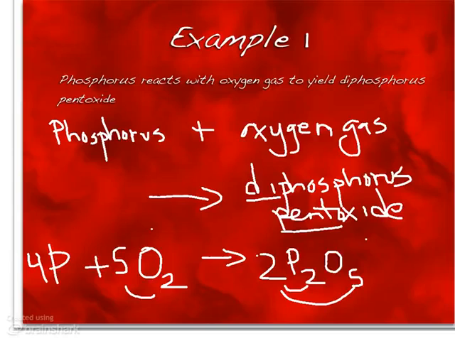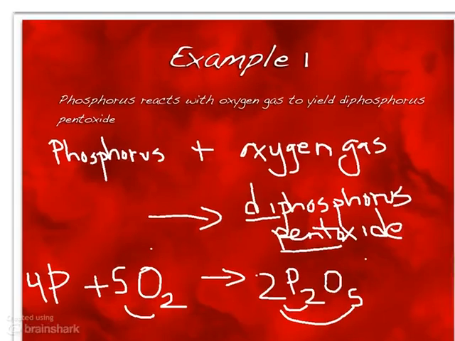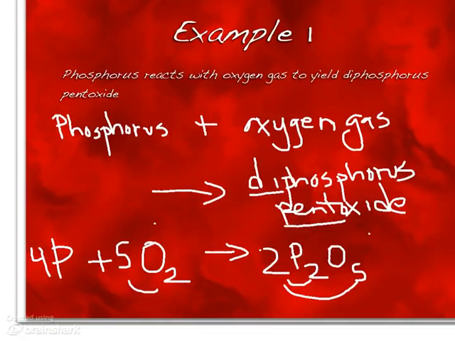Just remember that when you have coefficients, those do multiply through to each of the subscripts, and that you can't change the formula of the substance itself. So you couldn't go and change the 2 in P2O5 to something else, or the 5 in that to something else. The formula itself you need to keep, so it has to stay P2O5. But you can change the coefficient in front. And that's the only thing that you can change.